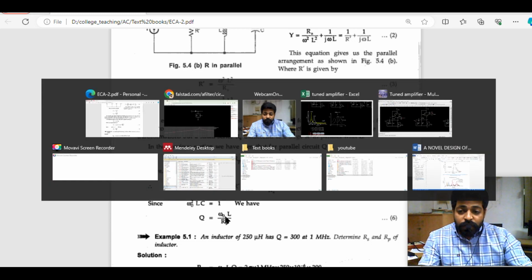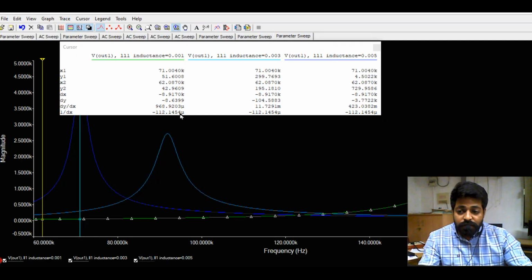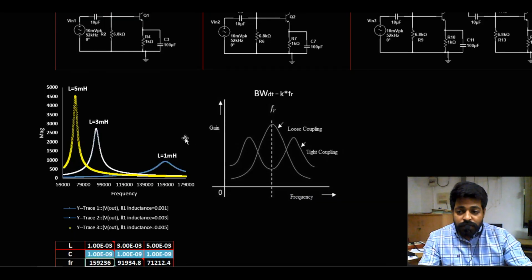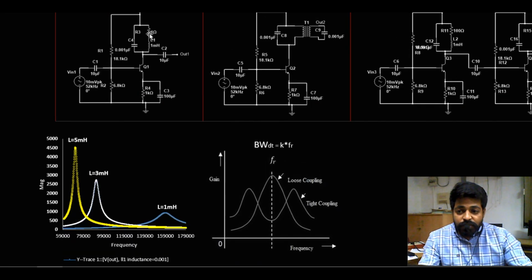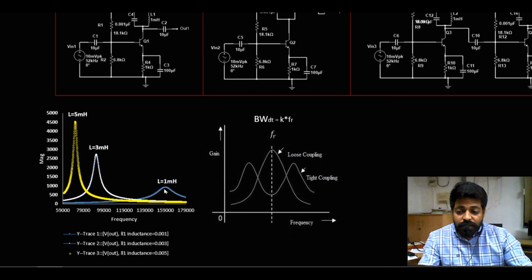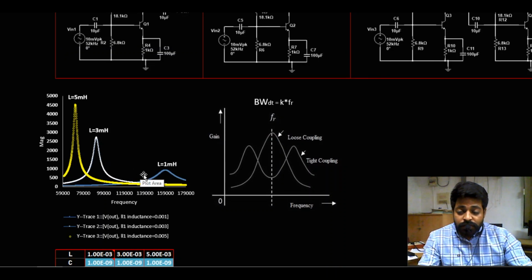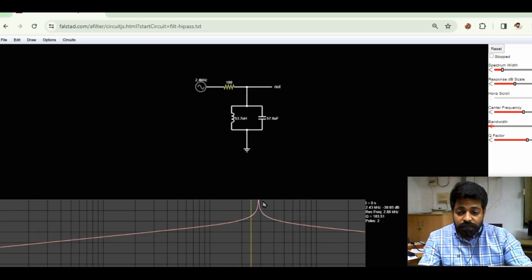So in our simulation, in the three cases, what we are trying to do is, with respect to the resistance value, the inductance value is increased. In the first case the inductance value is 1 milli, in the second case the inductance value is 3 milli. Like that, if I increase the inductance value, the quality factor of the tank circuit is also increased. As the quality factor increases, the selectivity of the circuit also increases.